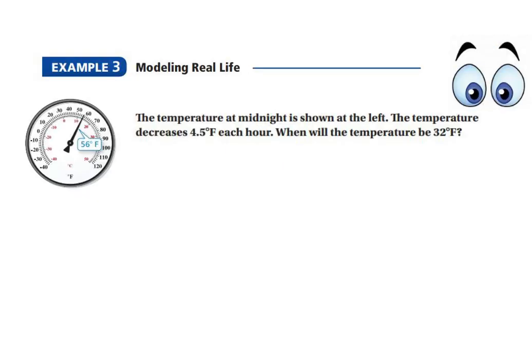For example 3, please watch as I go through this one. The temperature at midnight is shown at the left, 56 degrees Fahrenheit. The temperature decreases 4.5 degrees Fahrenheit each hour. When will the temperature be at 32 degrees Fahrenheit?